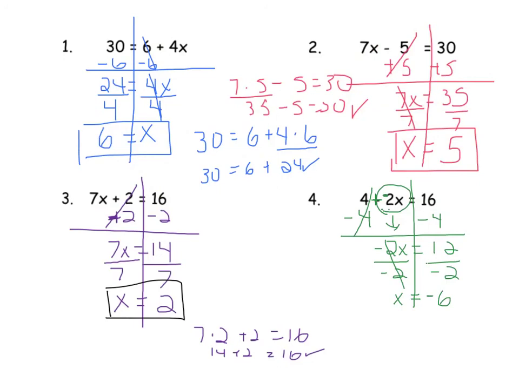So we're going to check it. In the original equation, 4 minus 2 times negative 6. Does that equal 16? Well, order of operations tells us we have to do that multiplication and division first. So 2 times a negative 6 is a negative 12. Minus a negative, remember keep, change, change. We're going to keep, change, change. So 4 plus 12 is 16. That checks out. So this is our answer.